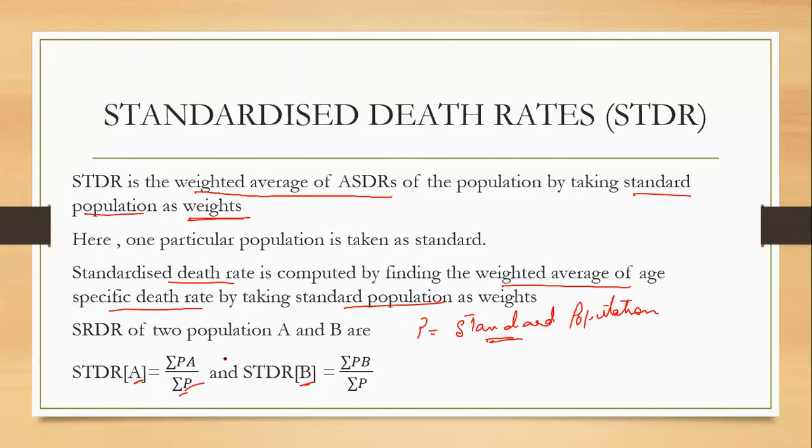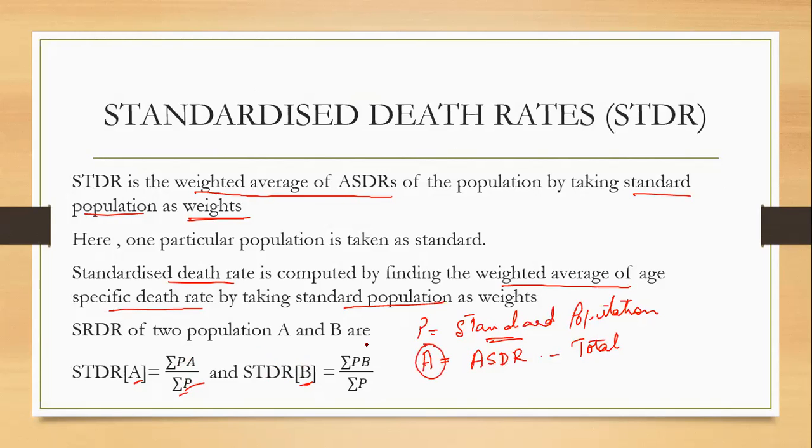Okay, so when it comes to the standardized death rate of a locality, we have to take the population into account. A is nothing but the total of the age specific death rate of A population, that is the locality A or town A. Okay, this is ASDR, the total of ASDR will be taken as A.